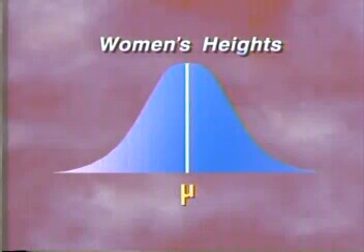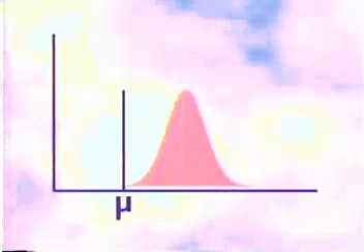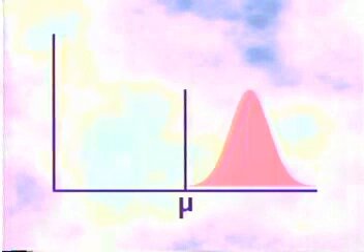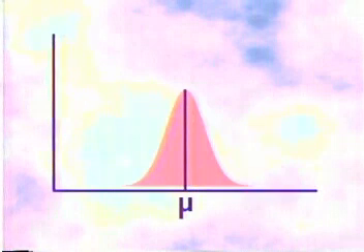If we were talking about the average height of all young women, the ideal distribution, we would use mu instead of x bar. Notice that if we change the mean of a normal curve, we merely shift the curve left or right on the graph. The shape remains the same.